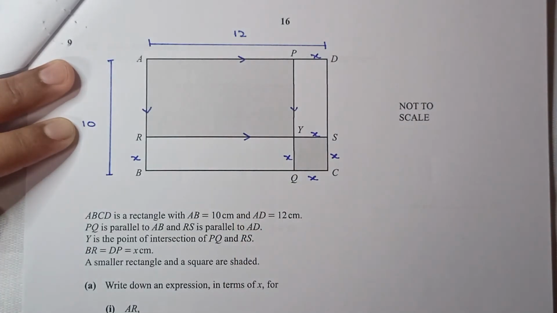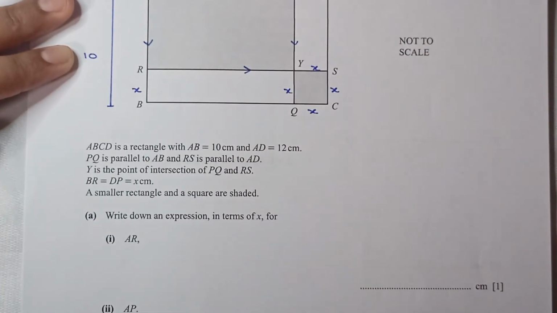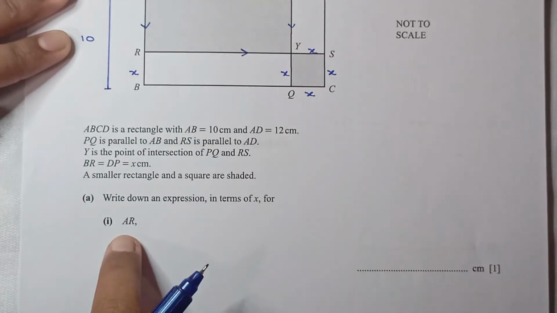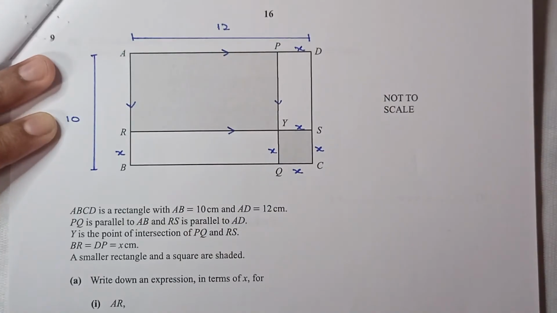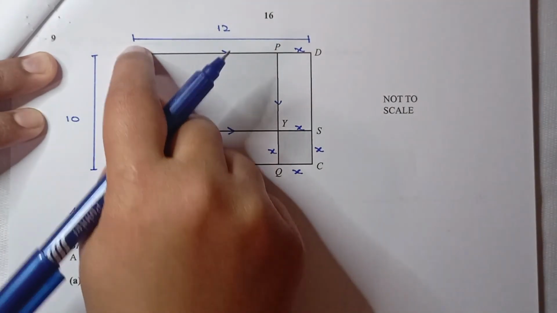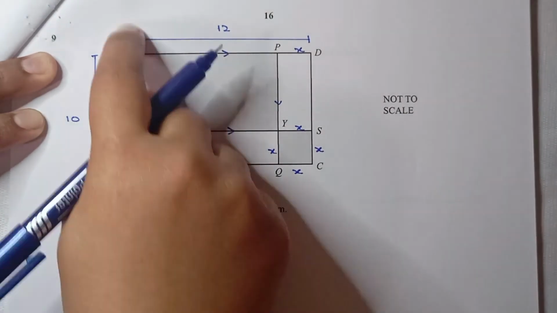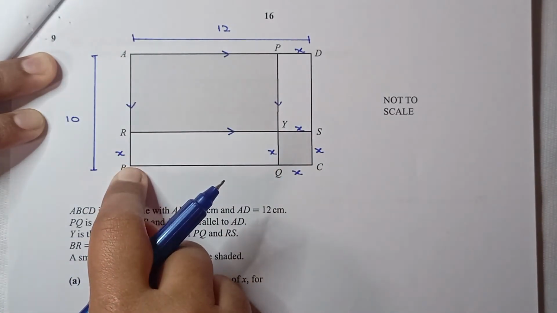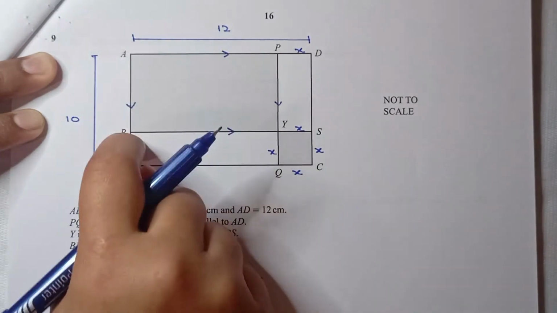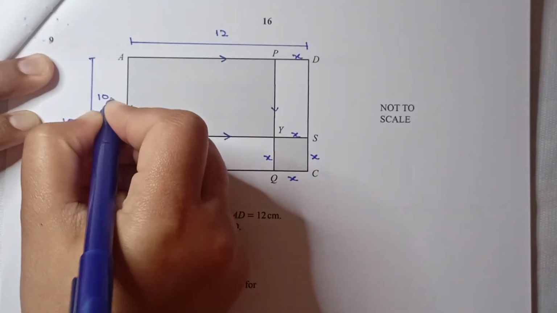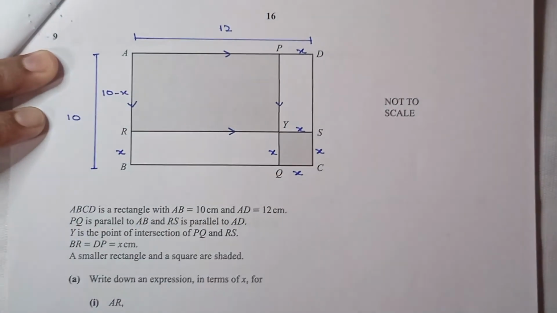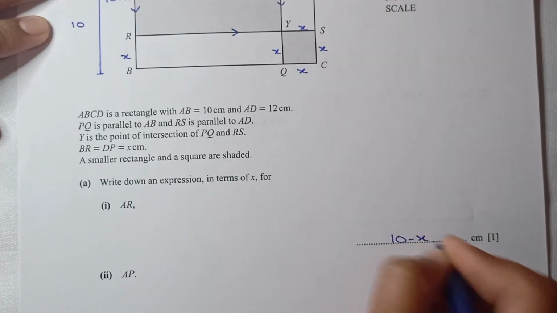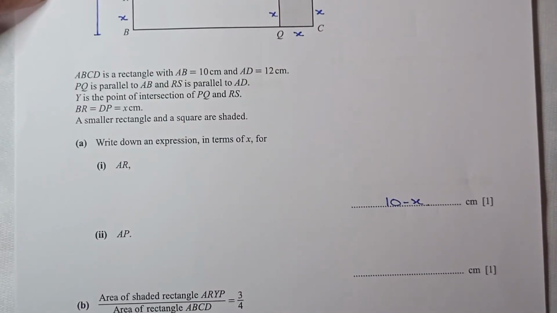Right? Okay, now for the first part, write down an expression in terms of x for AR. So where is A to R? A to B is 10 and R to B is x. So A to R would be 10 minus x. Right? So this is 10 minus x centimeter.